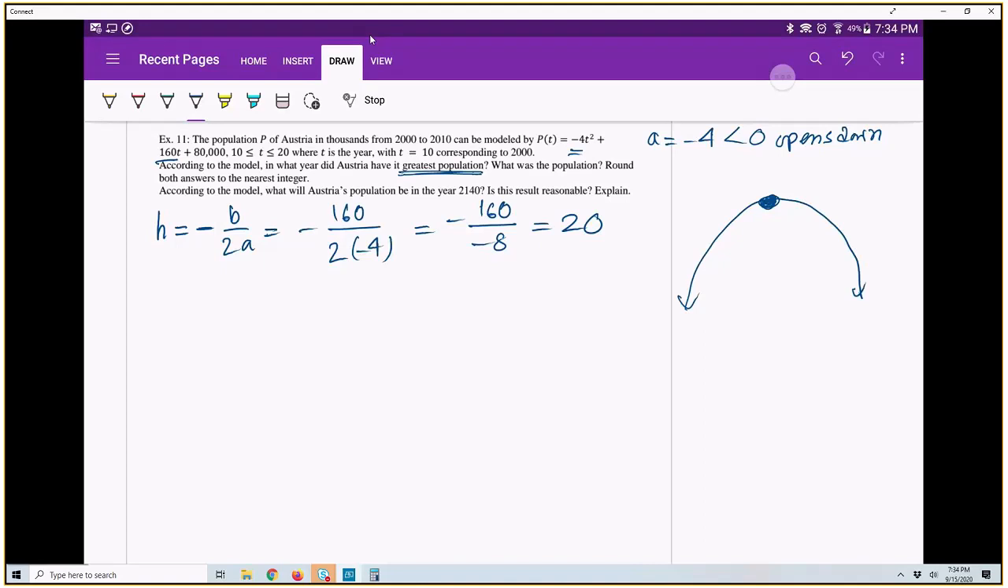Now remember, this time the variable is t. So at t equal to 20 means in 2010. Why? Because t equal to 10 refers to 2000. So t equal to 20 refers to 2000 plus 10. So it means in 2010, the population will be greatest.